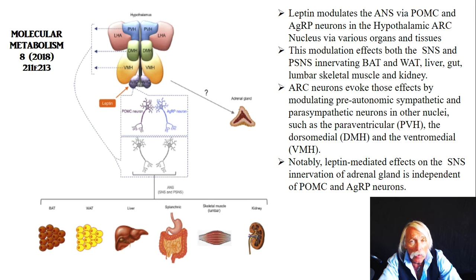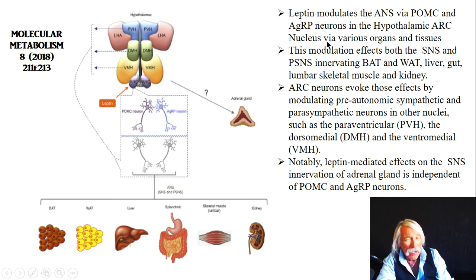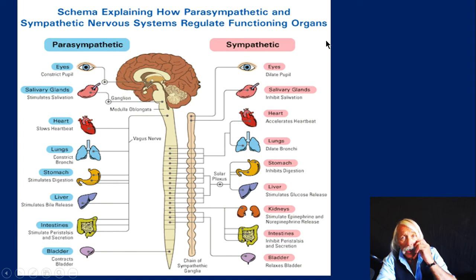All right. Now, notably, leptin-mediated effects on the sympathetic nervous system, innervation of adrenal gland, see there, is independent of those neurons. So we're not talking about that, but it's something to keep in mind. That's your HPA axis. All right, here we go.